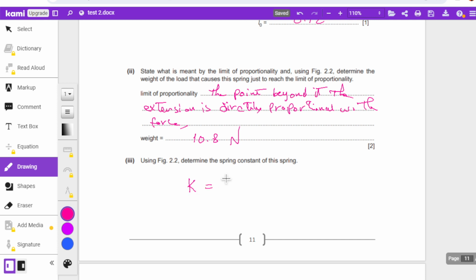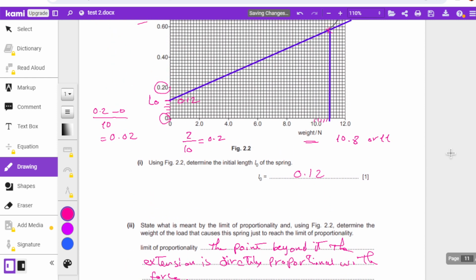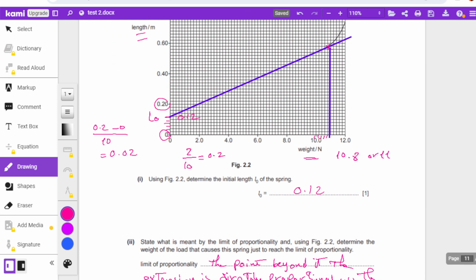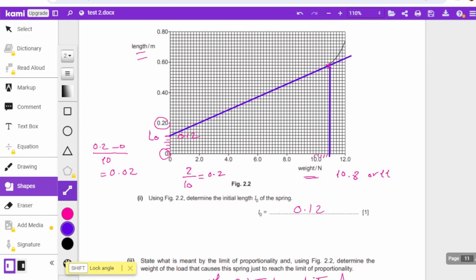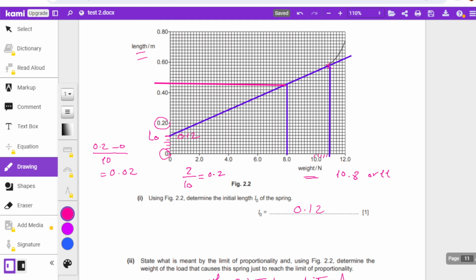Determine the spring constant. Spring constant K equals force over extension. So what is the force? You can use any force from anywhere divided by the extension, and pay attention to how you find the extension. For example, I will use 8. So I will go to the line and find what is the length at this weight. It will be 0.4, 42, 44, 46.